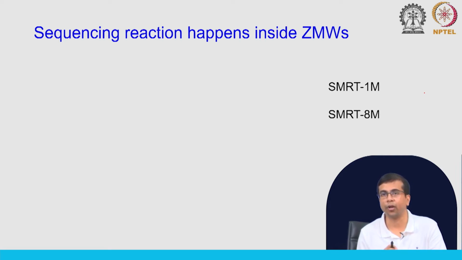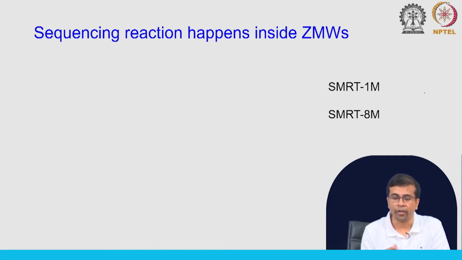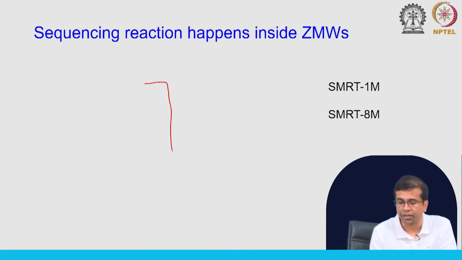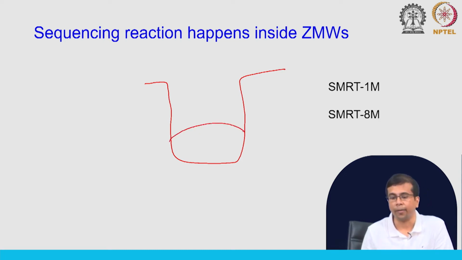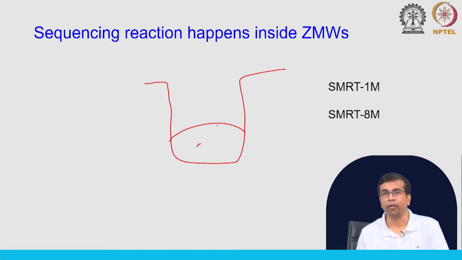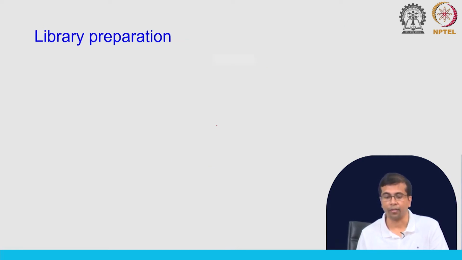So, 1M means 1 million ZMWs per SMRT cell, 8M is 8 million ZMWs per SMRT cell. Okay. So, as I showed you, these sequencing reactions actually happen inside these wells, and to be more specific, it happens in this region which is illuminated. Now, how does this process occur? We will go to that in a moment. First we talk about library preparation and then we will go into the sequencing part.